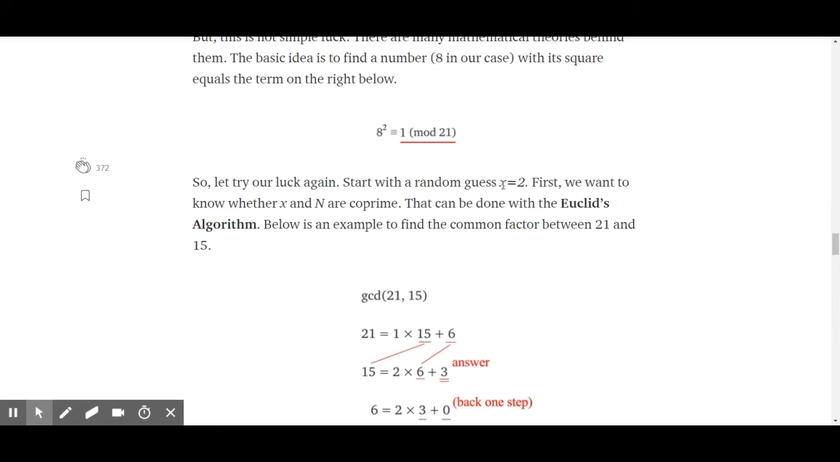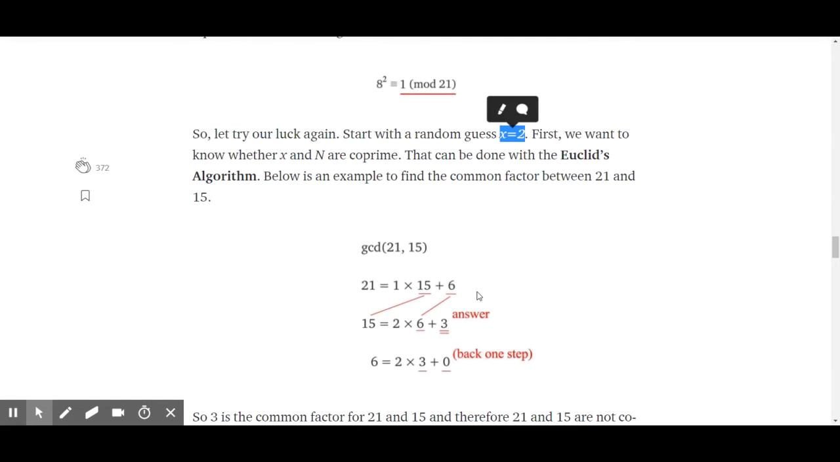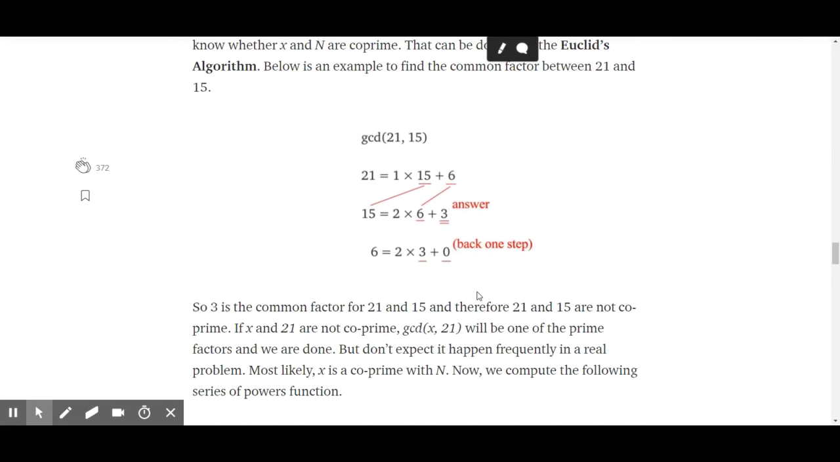Start with a random guess x. I'm assuming that's the whole idea, right? So you pick an x, you start with a random guess. We want to know whether x and n are co-prime, and then, so 3 is the common factor. But I don't expect that frequently in real problems. X is co-prime with n.